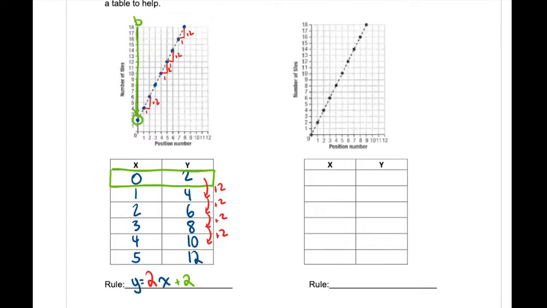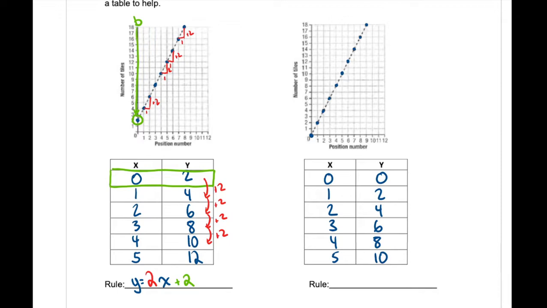So let's look at the next one. Again, we have some nice points already plotted for us. This can help us come up with our table of values just to see the connection, and then hopefully we don't need to create the table anymore. So again, when x is 0, y is 0. When x is 1, y is 2. When x is 2, y is 4. When x is 3, it's 6, then 8, and 10.